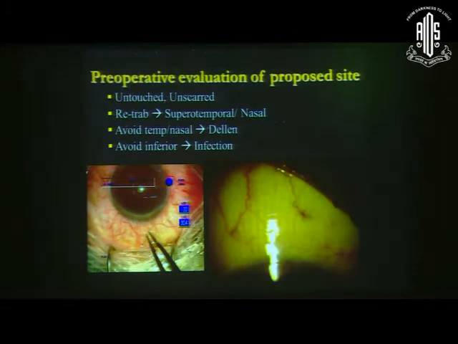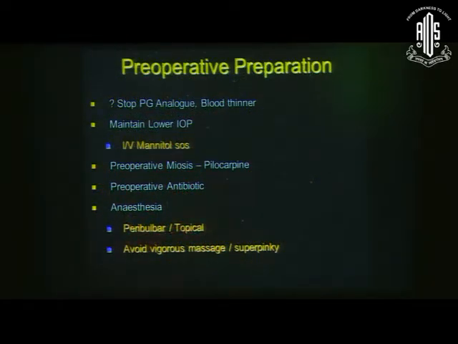So with this, this is the last slide for the preoperative preparation. Stopping the PG analog or blood thinner is the surgeon's choice. It is not compulsory. There is a controversy or debate on this, but I do stop it the day before. And always maintain a low IOP before you open up the eye, and that's why in an advanced case of glaucoma, even though the pressure on the table is going to be 20 or 24, I prefer to give intravenous mannitol at least 1 hour before the surgery.